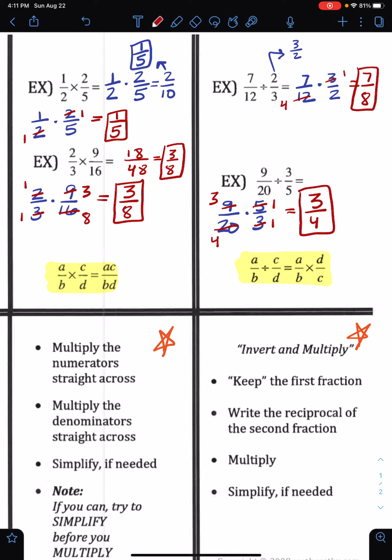Now, there's not an example of a mixed number on these notes, but if you have a mixed number, you simply change that to an improper fraction first, and then follow all of these same steps.